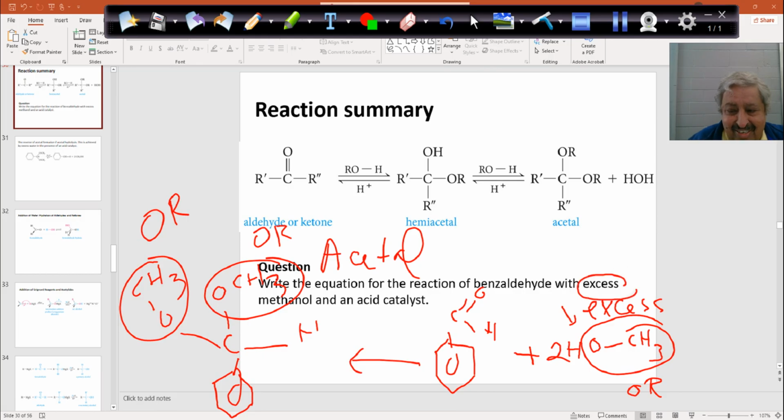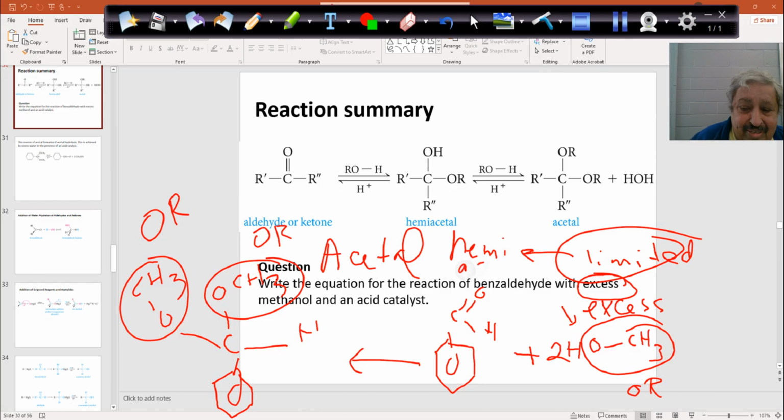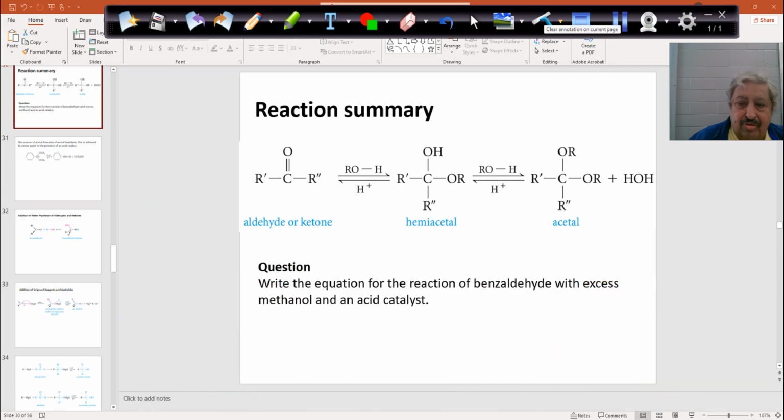The keyword is that it's in excess. If we are said with limited amount of methanol, then that will be what? Hemiacetal. Make sense, guys? Look at the keyword. Sometimes it's very important to pay attention to the keyword. So excess of it means we are interested in 2. We need just 2. But excess means a lot of it. But limited, we'll assume that's just 1 molecule to 1 molecule of aldehyde or ketone. Okay, guys? So that's just an acetal. That's an acetal. Perfect.